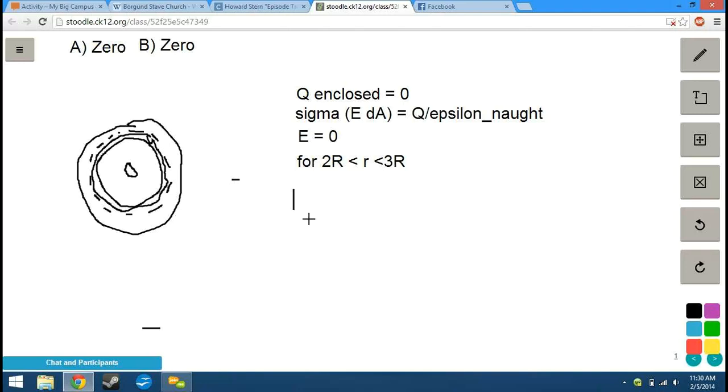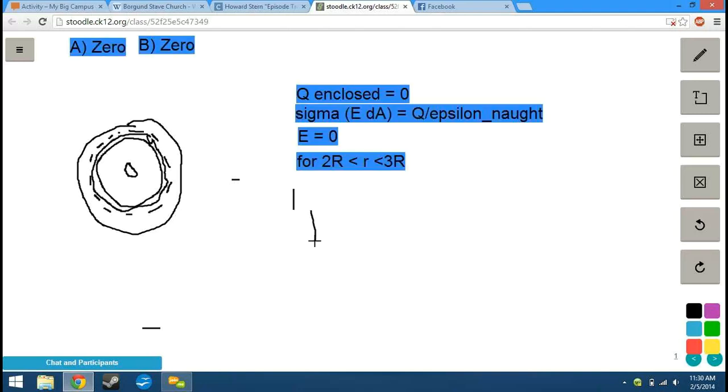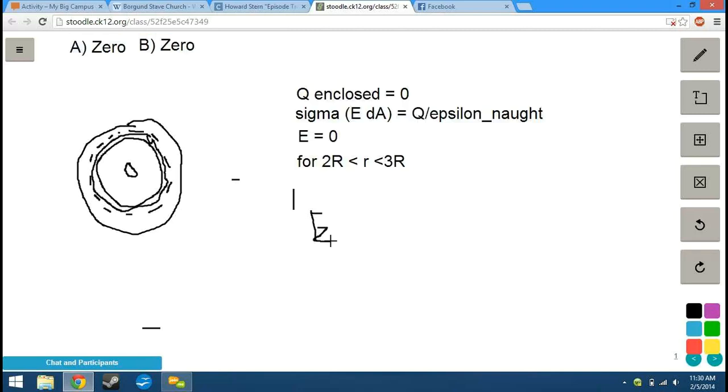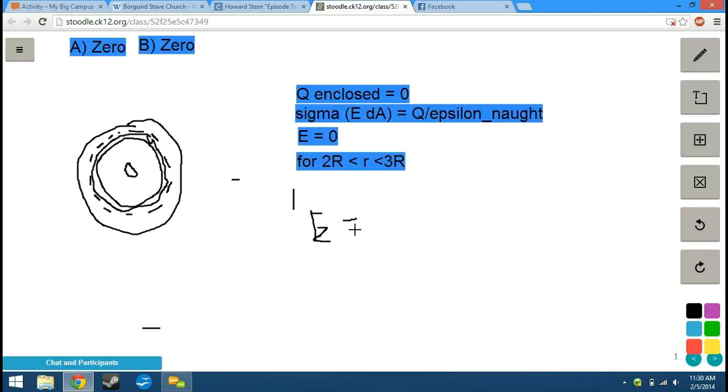Exactly the same. Yeah, and if you guys remember, I'm going to go ahead and try to write it here. We found that the E field was, oh geez, what's that? That's supposed to be an E. The E field is equal to the Q enclosed.